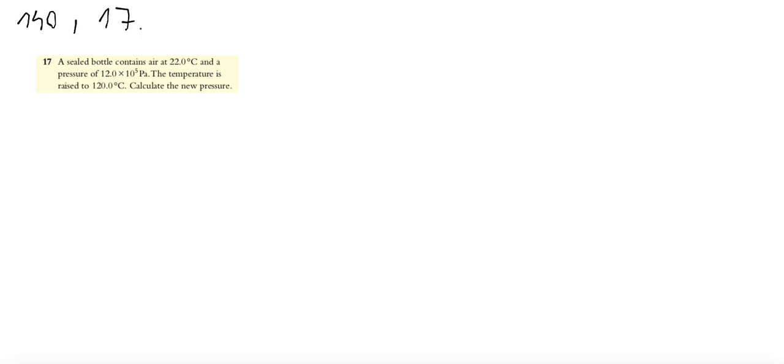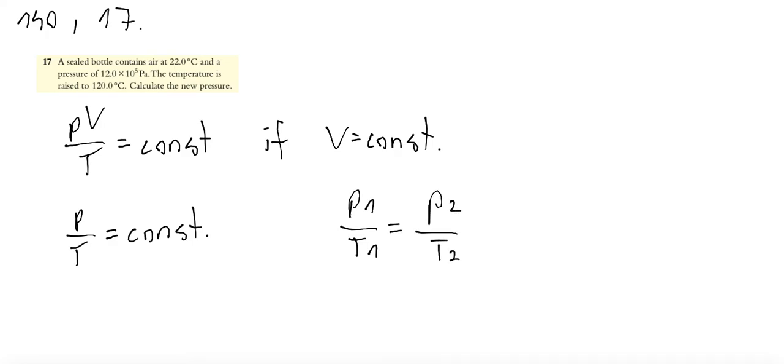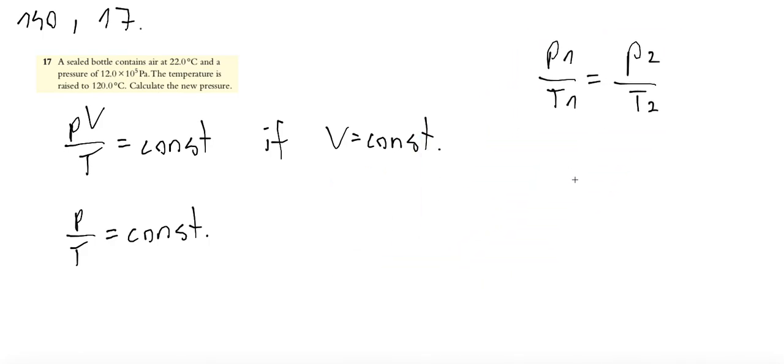Okay, so let's look. This is a glass bottle. A glass bottle doesn't change the volume, so we can say that the volume is constant. So this equation, PV over T is constant. If volume is constant, it can be written as P over T is constant. So the old pressure divided by the old temperature is equal to the new pressure divided by the new temperature. Is it clear? Volume is constant, so it can be written as P over T. P1 over T1 is equal to P2 over T2.